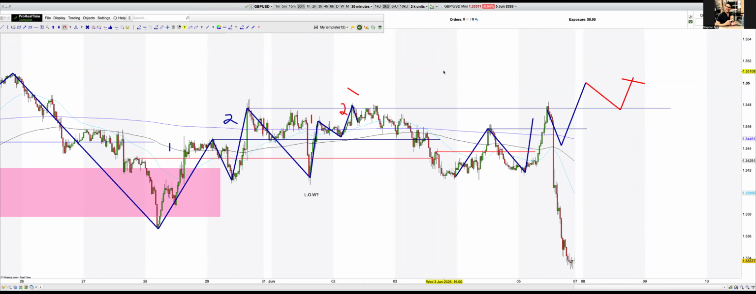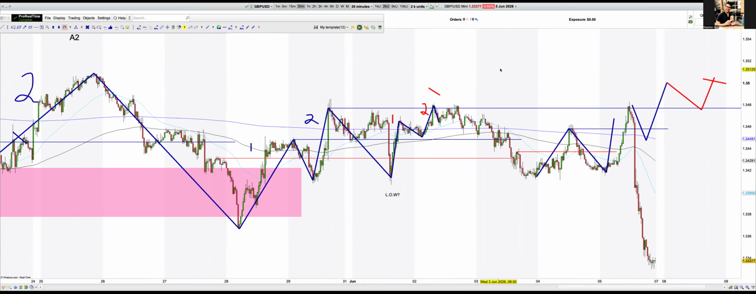GBP USD absolutely cracked it on non-farm payroll. Difficult number to read. Ultimately, it suggested a strong labour market, which suggests higher interest rates, which the US economy isn't up for. So last week, well, the whole week, we didn't really do much.